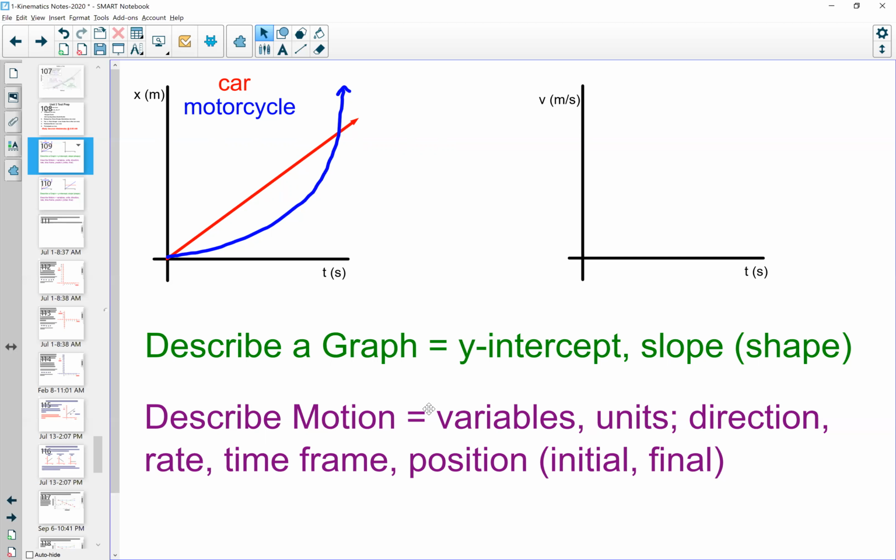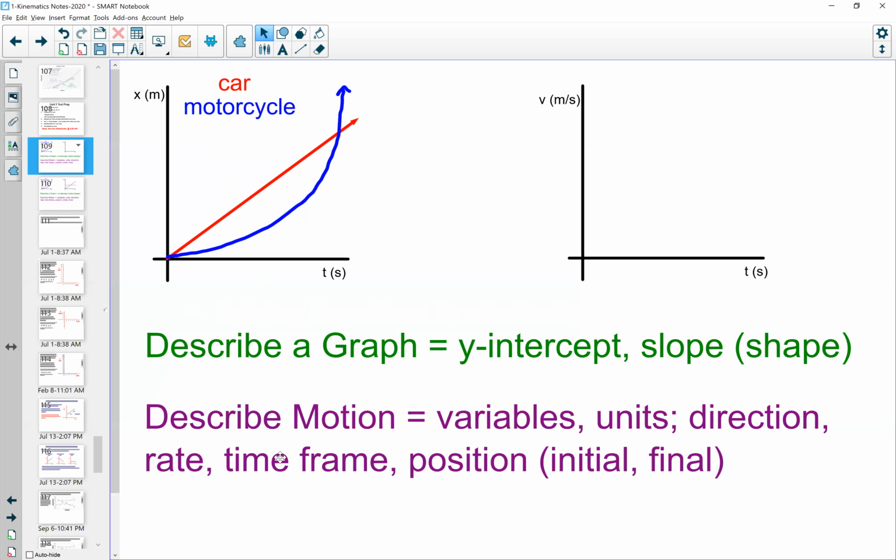So when you're describing motion, think about what are the variables on this graph, velocity and time. Okay, well, what are the units of those variables? So make sure you're thinking through those kinds of things. And then the 4 things we've talked about since unit 1. What's the direction it's moving? What's the rate it's moving? And you may not know an exact rate, but you can at least say this one's moving faster than that one or slower than that one, or they're moving at the same rate. So even if you can't give a number to it, you can at least talk about it. And then the time frame.